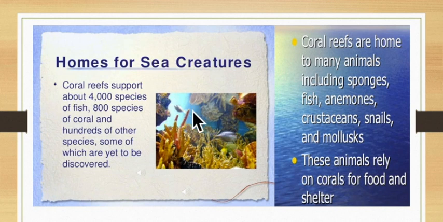See the diagram here, these are coral reefs and these are the home of sea creatures because they support about 4,000 species of fish and 800 species of coral and hundreds of other species, some of which are yet to be discovered. So coral reefs provide a very large habitat to support many life species. Coral reefs are homes to many animals, and here are some examples, including sponges, fish, sea anemones, crustaceans, snails, and mollusks. These animals rely on corals for food and shelter.